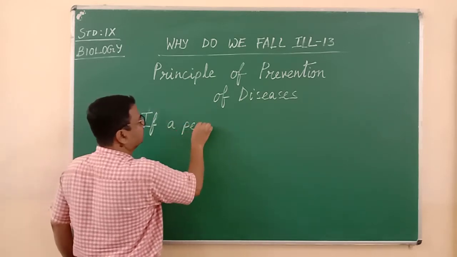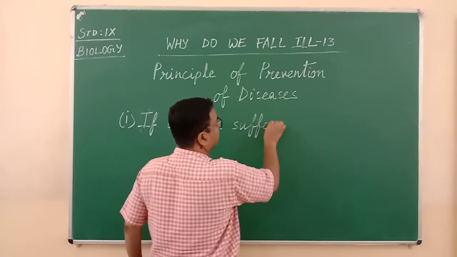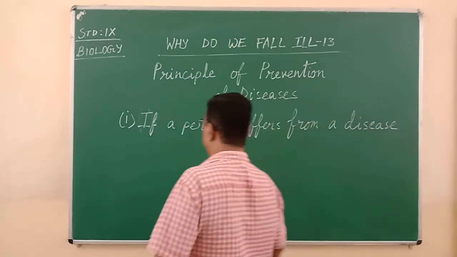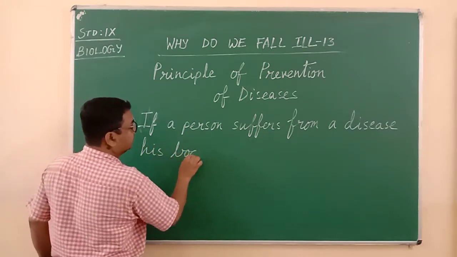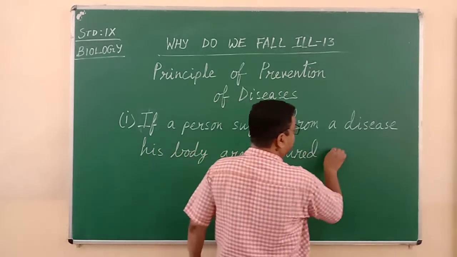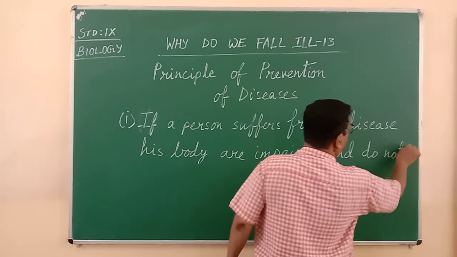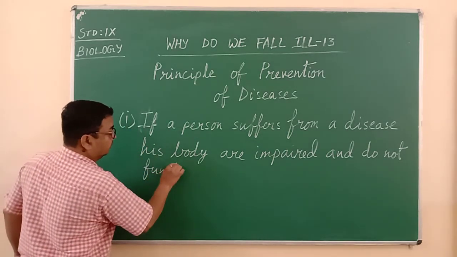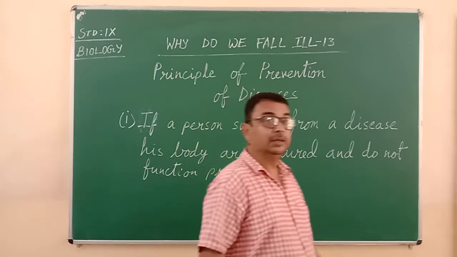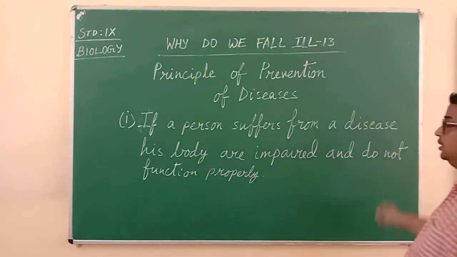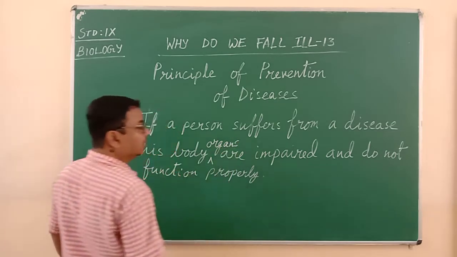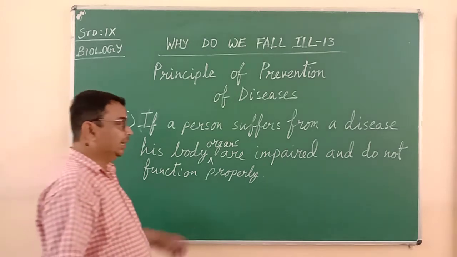If a person suffers from a disease, his body organs are impaired and do not function properly. Now children, listen to it. If a person suffers from a disease, his body organs are impaired and do not function properly. Okay, in this scenario what happens?